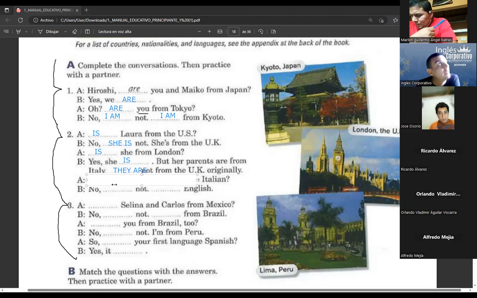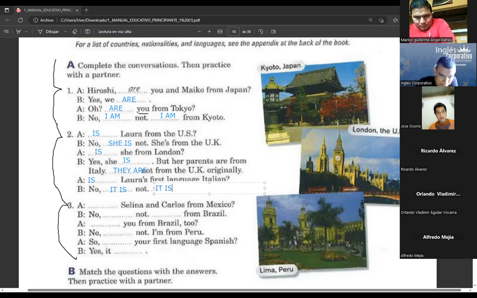Is Laura's first language Italian? No, it's not. It is English.